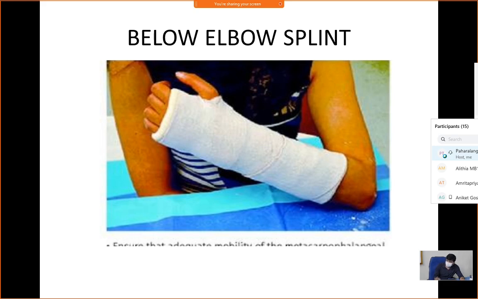This type of splint is used mostly in injury around the wrist or distal radius, distal ulna, and base of metacarpal and all this, or any inflammatory condition of the wrist like tuberculosis, or even in de Quervain's tenosynovitis, for giving rest to the wrist.